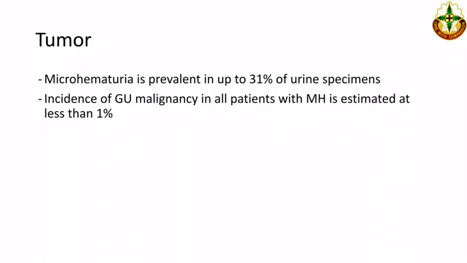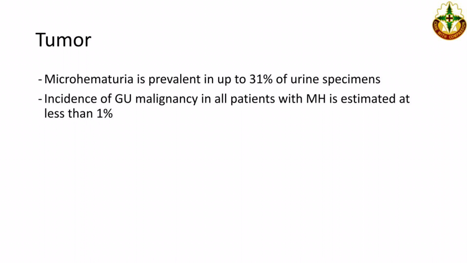Our second T is for tumor. Microhematuria is prevalent in up to 31% of urine specimens, and the incidence of GU malignancy in these patients with microscopic hematuria is less than 1%. It's tiny, but the idea is that you want to work up as early as possible and rule this out. So in the upper urinary tract, you can have a renal or a ureteral neoplasm. And then in the lower urinary tract, you can have bladder cancer, which may have a potential bladder muscle component that will require a cystectomy, or maybe they have urethral cancer.